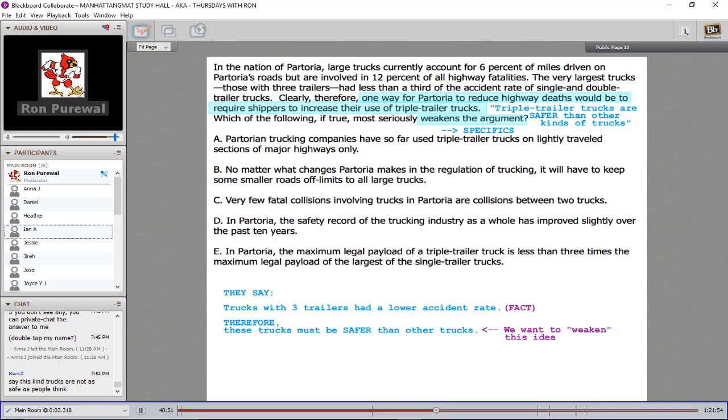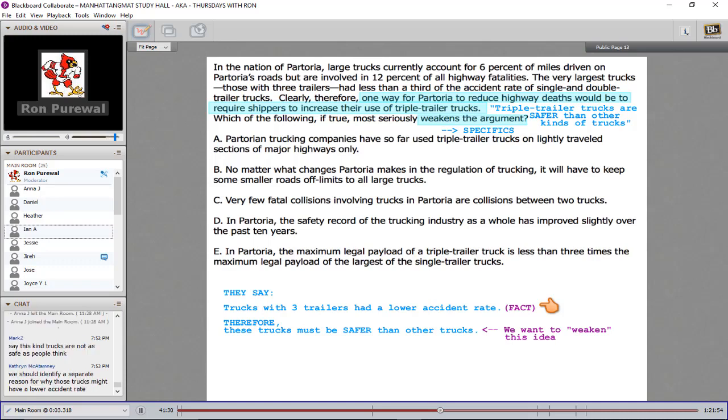Okay, so say they're not as safe as people think. But you can't just say that, because you still have this statistic, and you still have to do something with it. Don't forget what these arguments are: they're not going to just contradict what they have said. So there's a couple of things that are important to say about this.